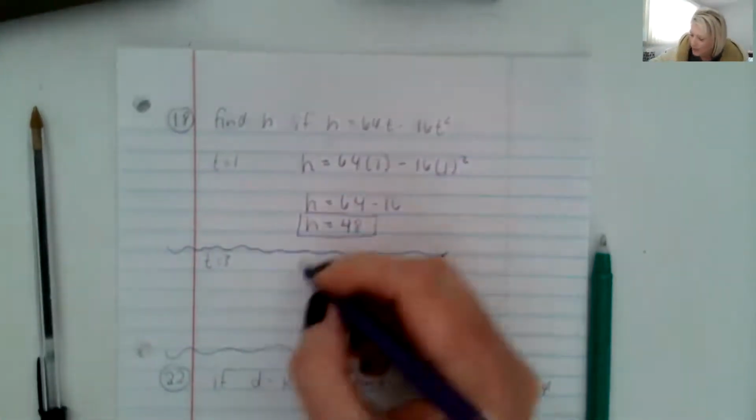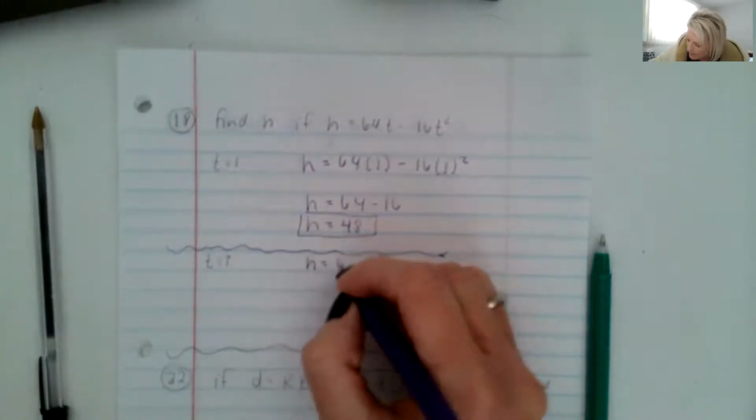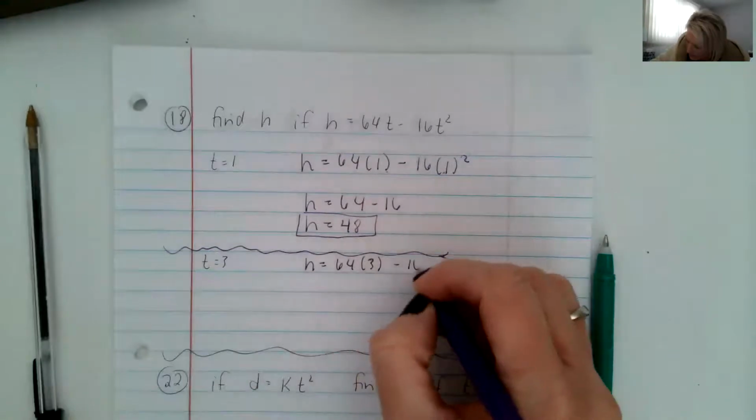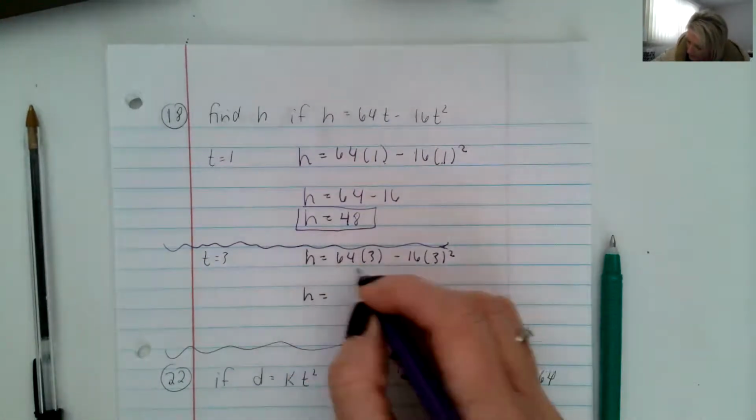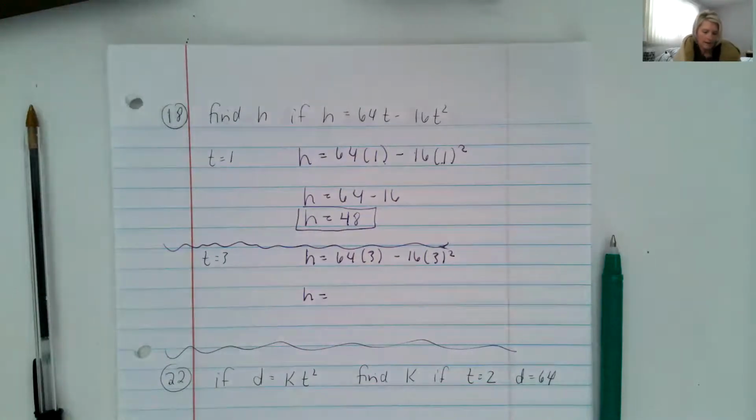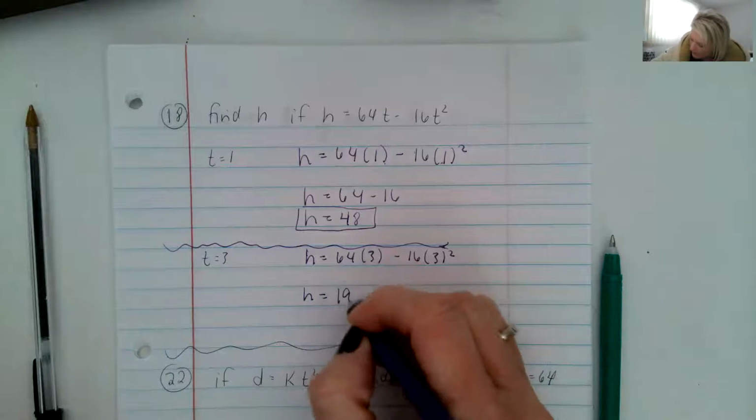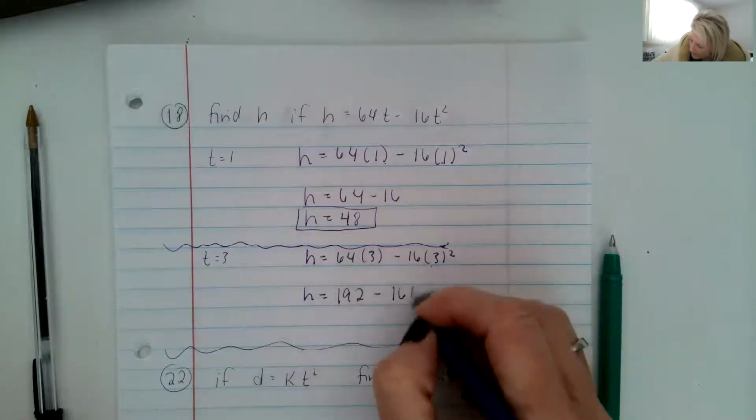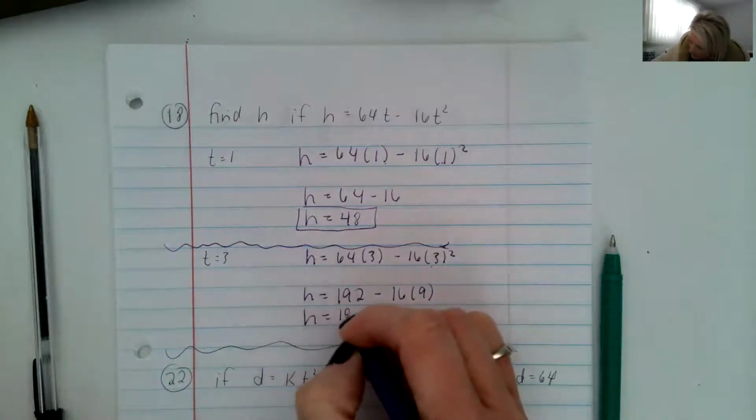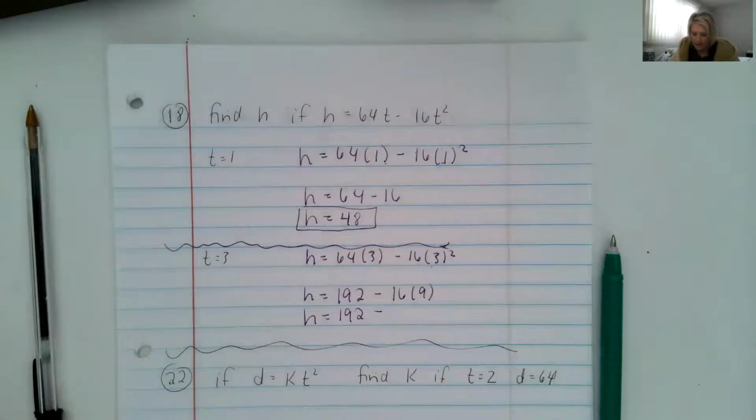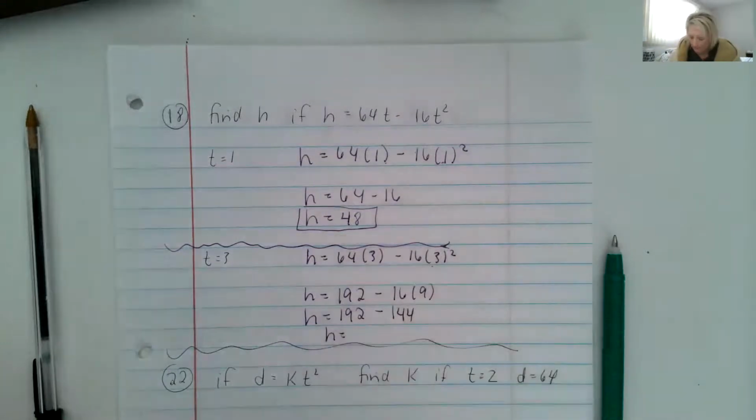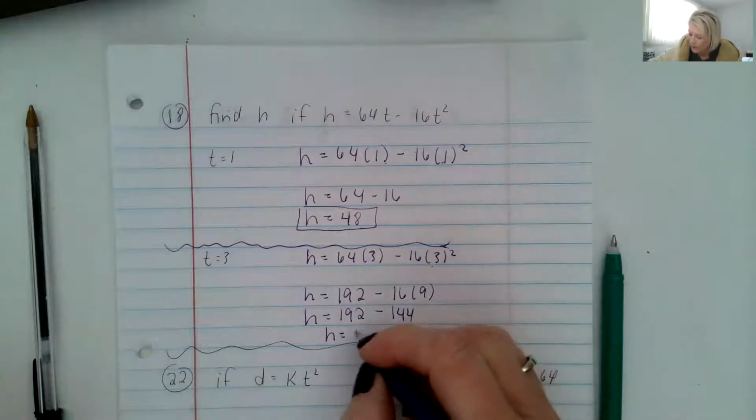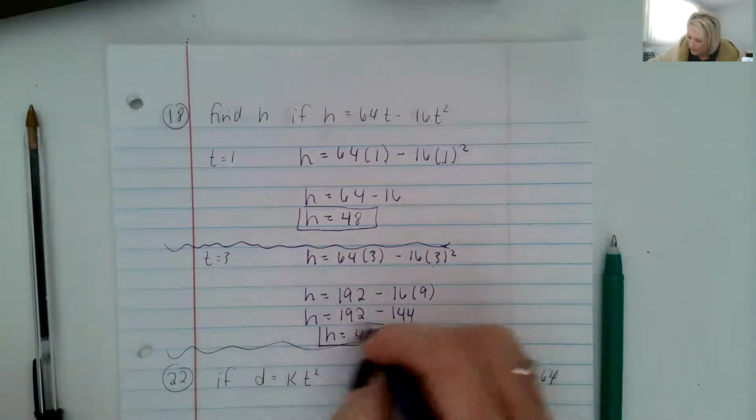When T equals 1, that makes things pretty simple. Let's look when T equals 3. So H equals 64 times T, T is 3, minus 16 times T squared. So this time it's a little bit different. So H equals 64 times 3 is 192. Minus 16 times 3 squared, which is 9. So 16 times 9 is 144. And 192 minus 144 is 48. Well, that's cool.